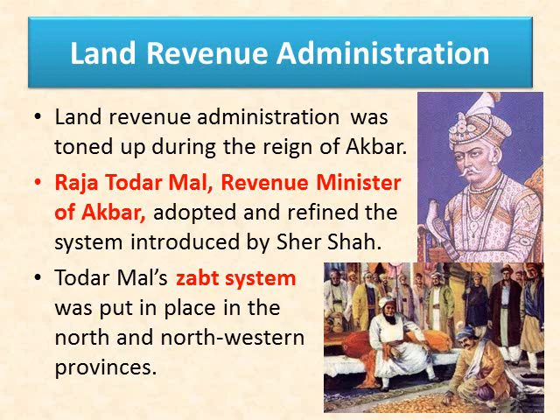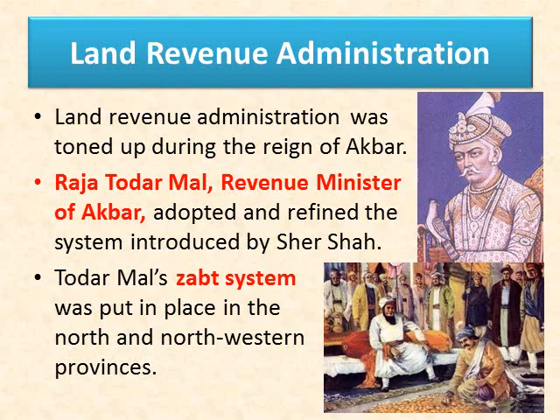This land revenue system was initiated by Sher Shah Sur. In the beginning, Akbar followed the policy of land revenue initiated by him. During the reign of Sher Shah, average value was determined by measuring agricultural land and also determined by the average production of the produce. The land revenue system of Akbar was prepared while keeping in mind the interest of the people. Land revenue administration was toned up during the reign of Akbar. Raja Todar Mal, revenue minister of Akbar, adopted and refined the system introduced by Sher Shah. So the land revenue system followed by Akbar was the one followed by Sher Shah Sur.